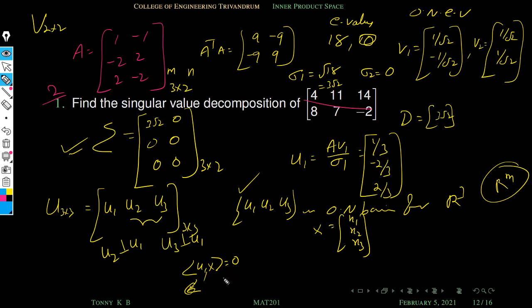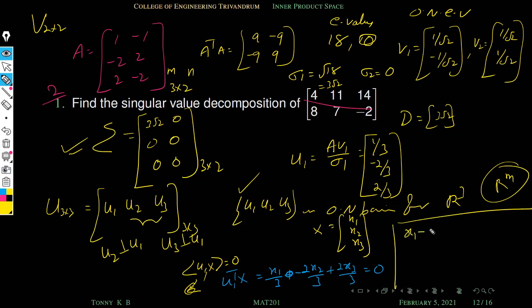So this is nothing but u1 transpose x, which is equal to x1 by 3 minus 2x2 by 3 plus 2x3 by 3 equal to 0. Now 3 is common. So what happened? This becomes x1 minus 2x2 plus 2x3 equal to 0.